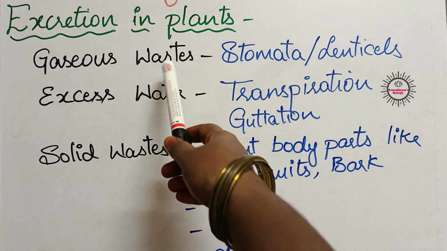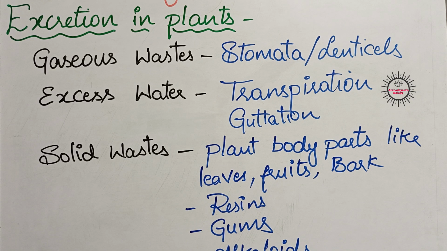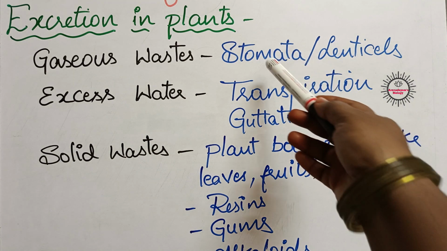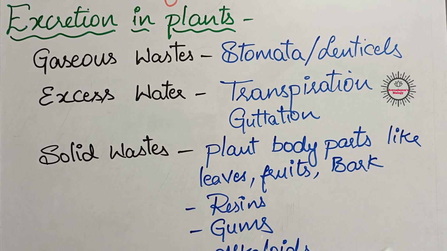First of all, coming to gaseous waste materials. Two types of gaseous waste materials are produced in plants: carbon dioxide and oxygen. Carbon dioxide is produced as a waste product during respiration. Oxygen is produced during photosynthesis. Both these gases will be removed from the plant body through the stomata of the leaves. In young plants, stomata are present on the leaves and also on the stems. Through these stomata, the gases get rid of the plant body.